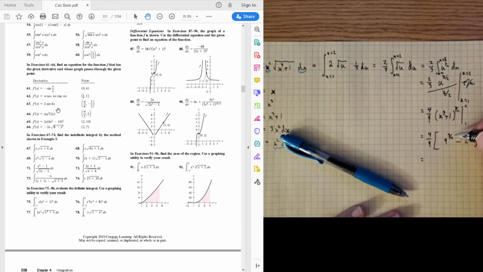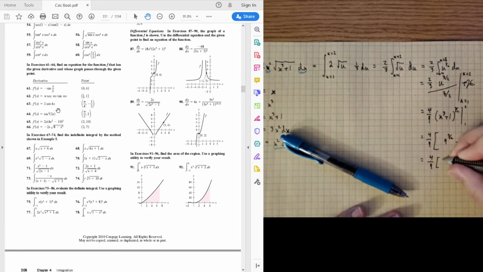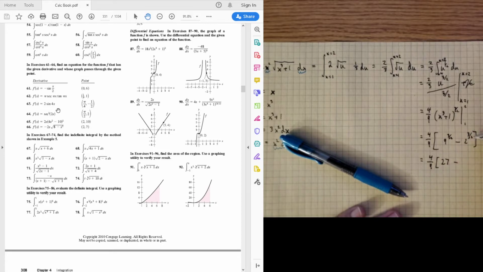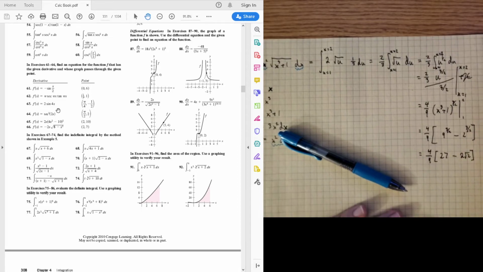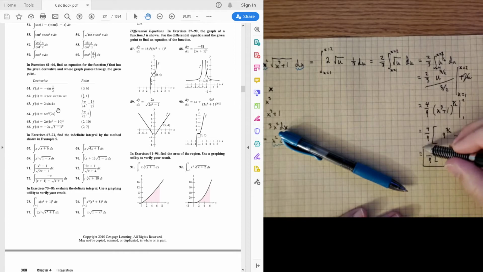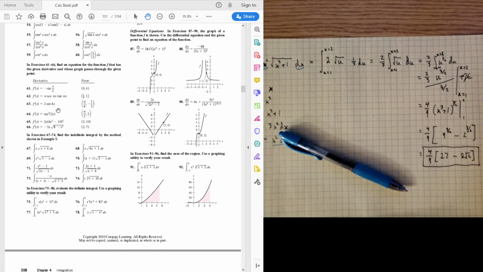9 to the 3/2 is actually a nice number here. 9 to the 3/2 is 27, so 4 over 27. 2 to the 3/2 power is not as nice. 2 to the 3/2 power is actually 2 square root 2. And so I can actually stop right here and say this is a good answer, because I really don't want to go any farther. It just seems not fun at all.